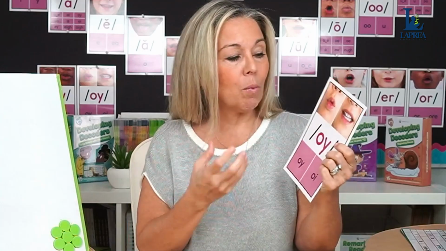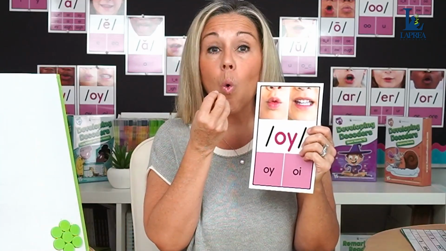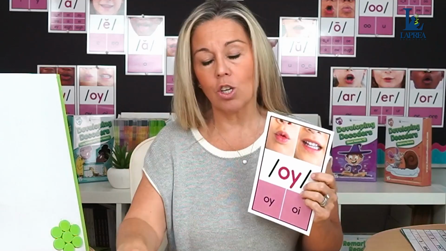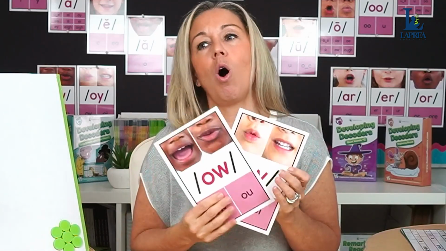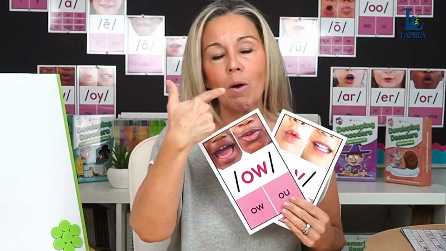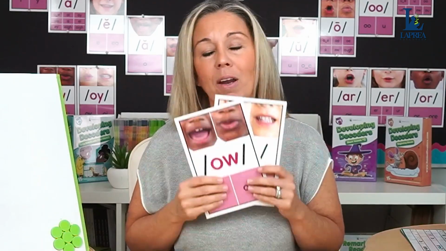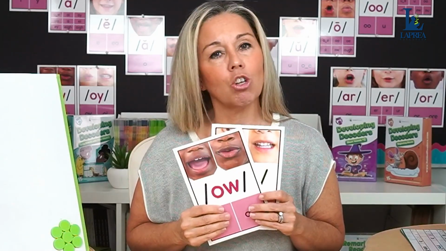Same thing with oi. We're starting with oi. Oi. The mouth position changes. So using a sound wall that shows these different mouth positions when you're teaching diphthongs is really important, and it really helps our English language learners as well.